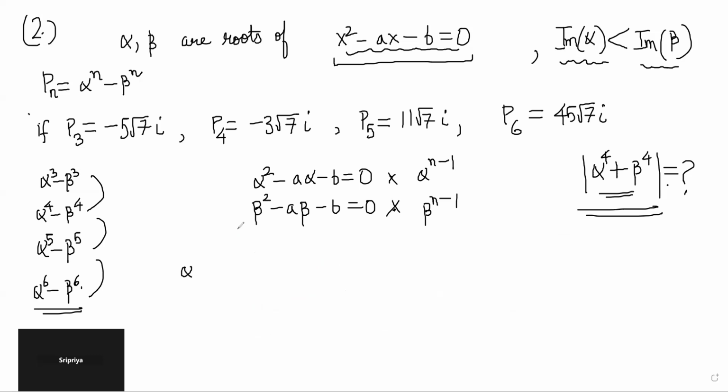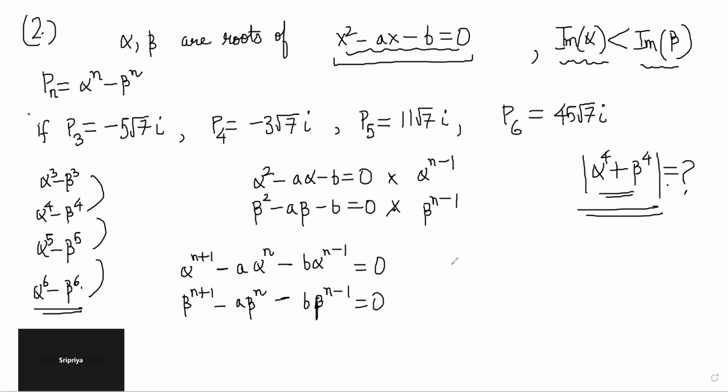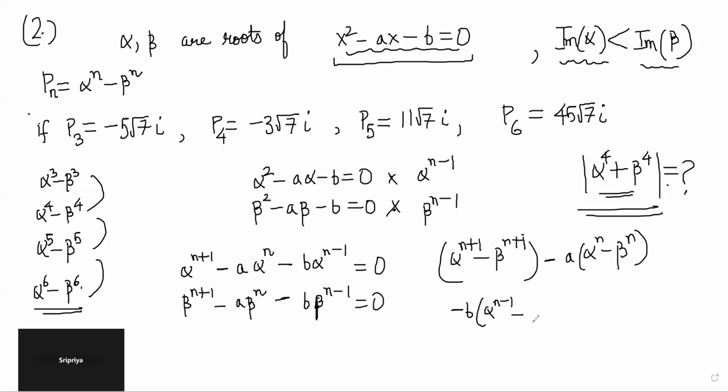You'll get alpha power n plus 1 minus a alpha power n minus b alpha power n minus 1 equals 0, and beta power n plus 1 minus a beta power n minus b beta power n minus 1 is 0. And if we subtract, we get this: minus a times alpha power n minus beta power n, minus b times alpha power n minus 1 minus beta power n minus 1, is equal to 0, right?